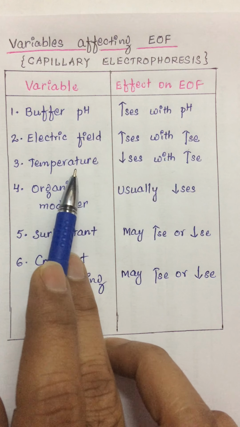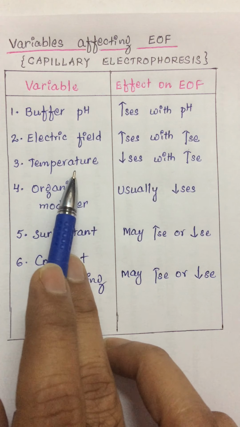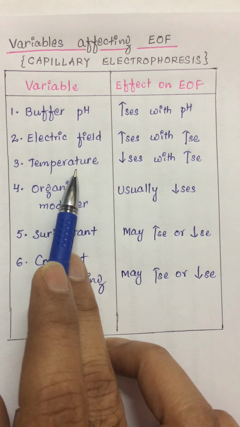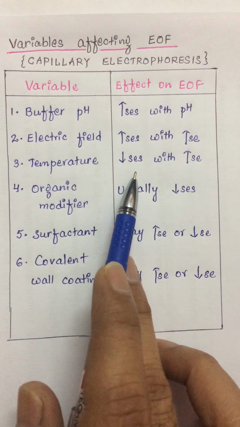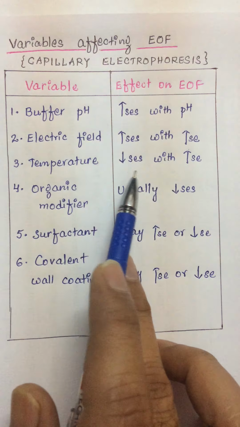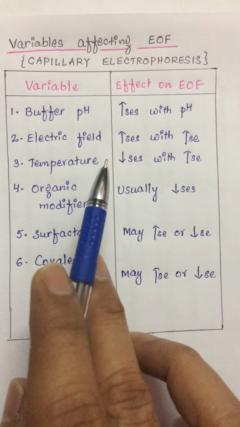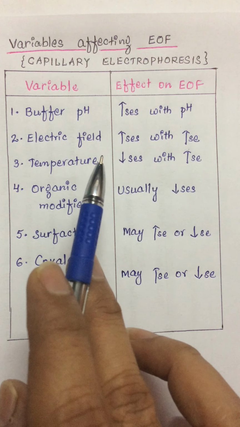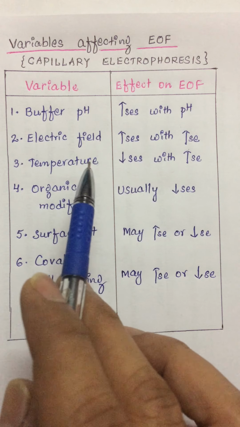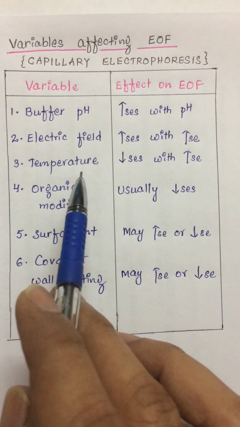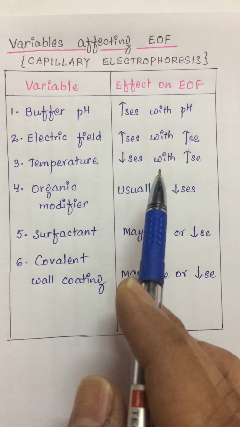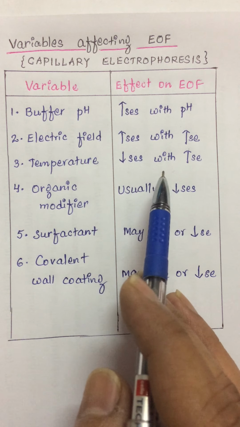The third important variable is temperature. Osmotic flow decreases with an increase in temperature. So a change of about 2 to 3% per degree Celsius in the osmotic flow can be seen. And controlling temperature is one of the very easiest ways.